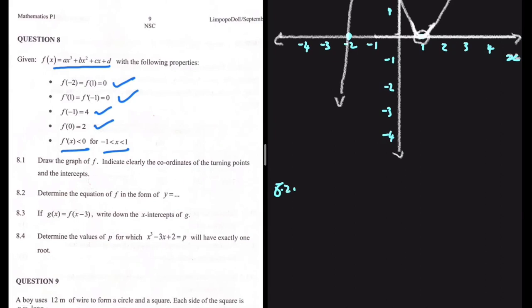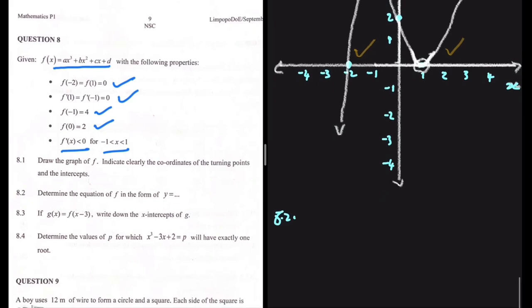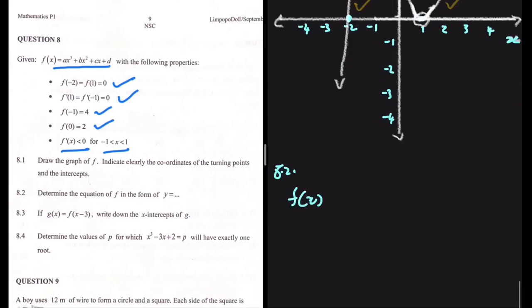8.2. Determine the equation of f in the form y equals. Because we have the x-intercepts of our function, it will be easy to determine the equation. f of x equals a multiplied by x minus x1 multiplied by x minus x2 squared. So why do we have x minus x2 squared here? We square the intercept that also serves as a turning point.